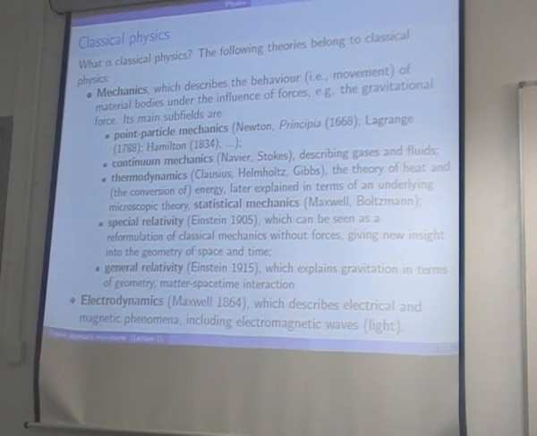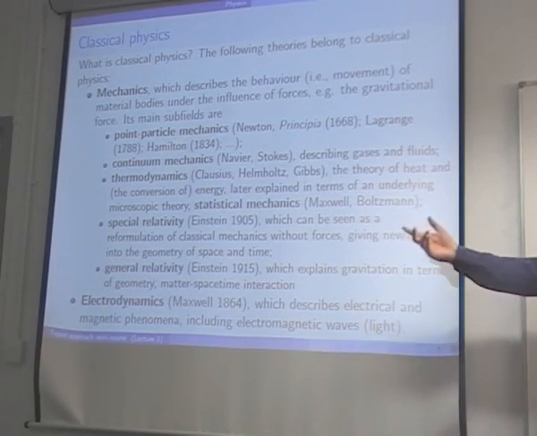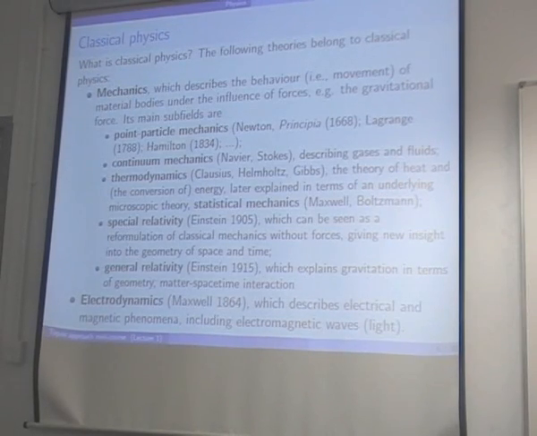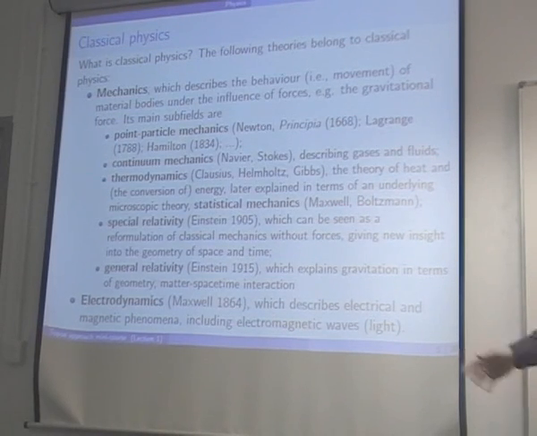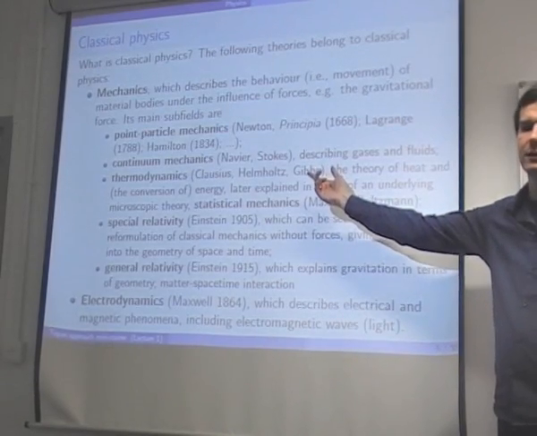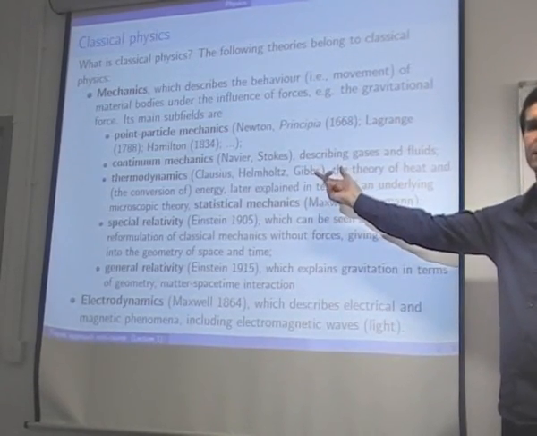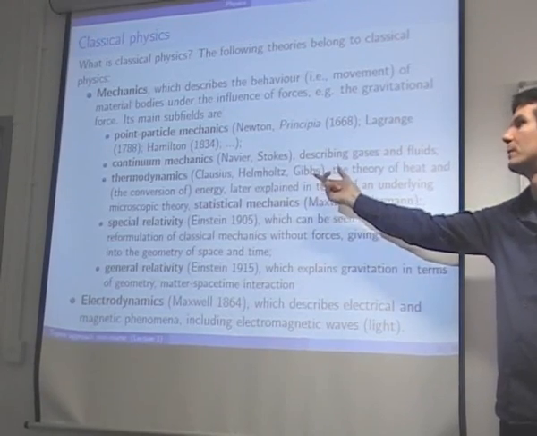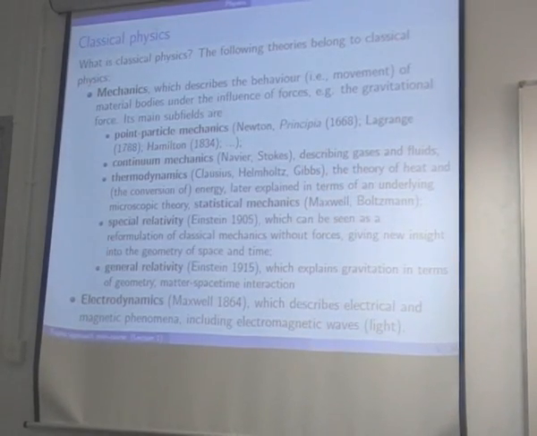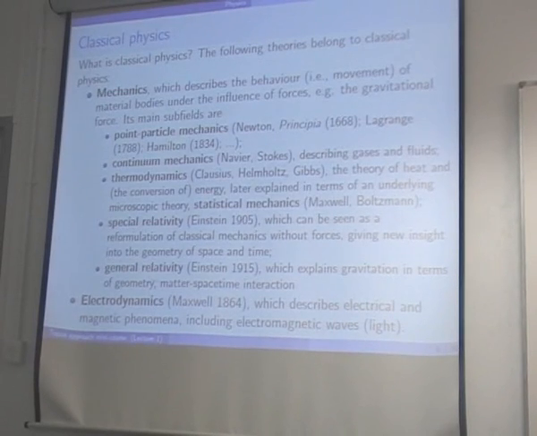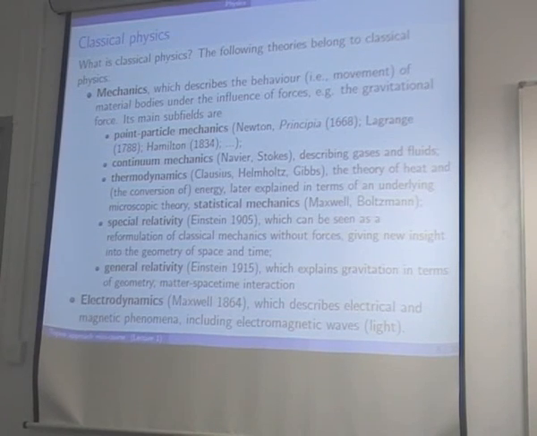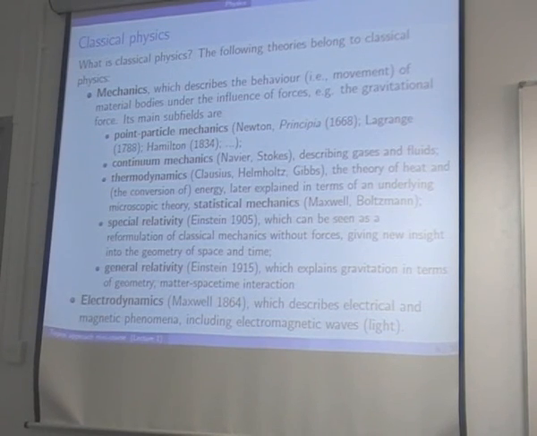Of course, there's also mechanics of gases and fluids. This is called continuum mechanics, and the most important historical names are Navier and Stokes. Some of you may know that there are the famous Navier-Stokes equations, which are differential equations which are awfully hard to solve, and there are still open problems related to them, and you can win $1 million. It's one of the millennium problems, if you can show that the Navier-Stokes equations always have solutions and unique solutions. So there's money to earn on this.